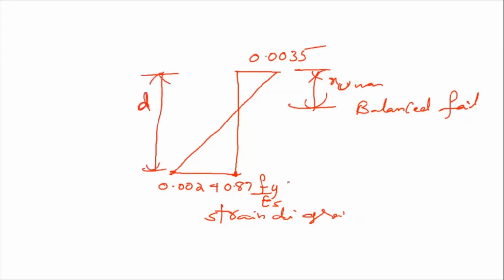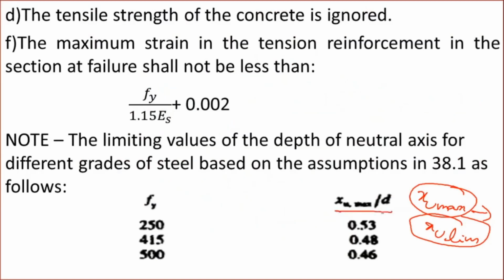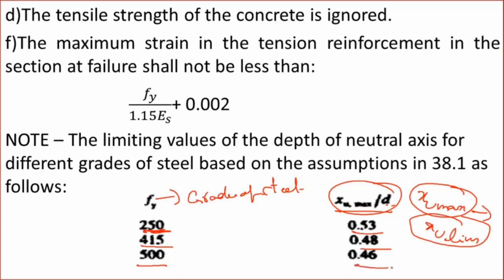So whatever this XU max by d value is, it depends only on the grade of steel. For the grade of Fe 250, it is 0.53, for the grade of Fe 415, it is 0.48, and for Fe 500, it is 0.46.